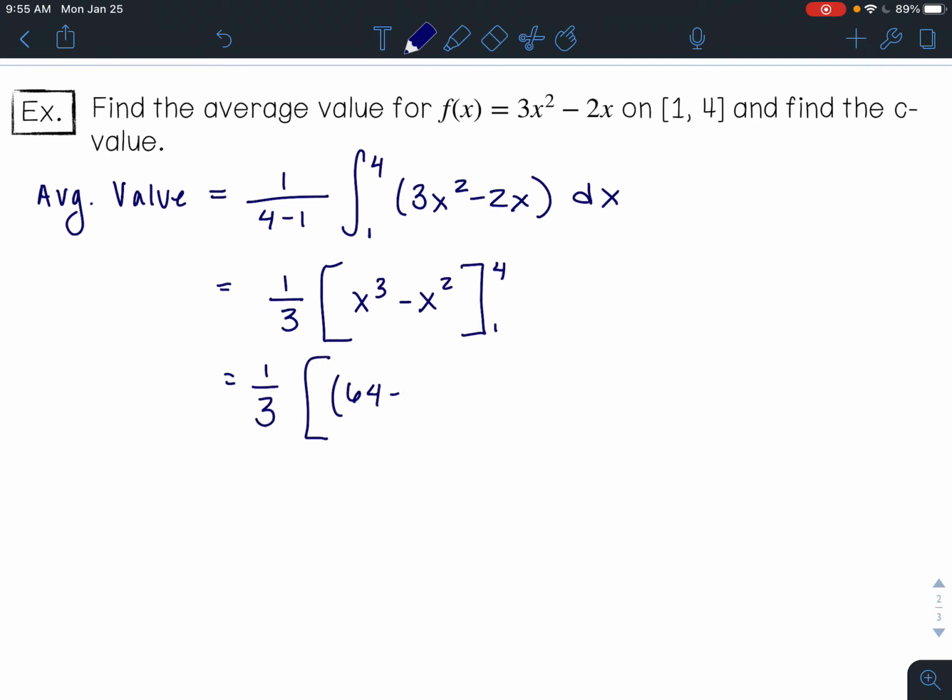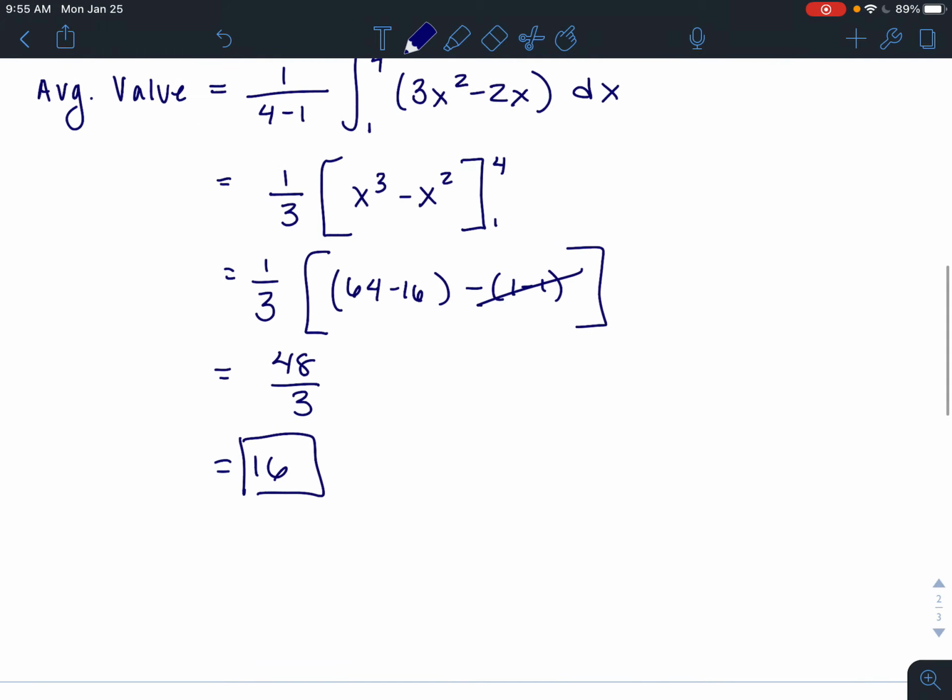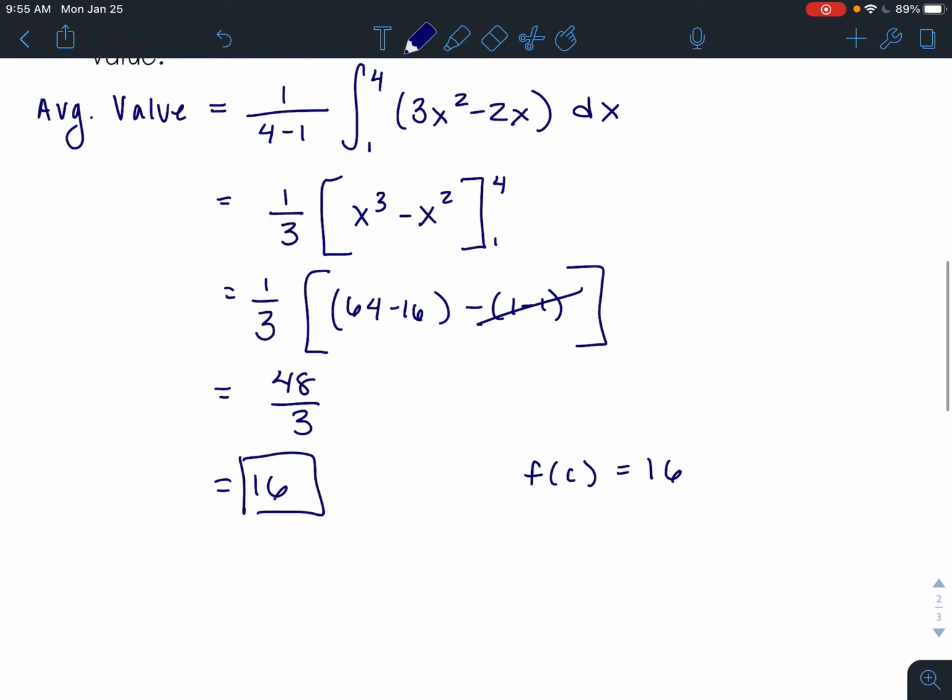So if I plug in 4, I get 64 minus 16 minus 1, so those are going to cancel out. And then 64 minus 16 is 48, and 48 divided by 3 is 16. So the average value of my function here is 16. That tells me my f of c is equal to 16. So the height of my rectangle, in other words, is 16.